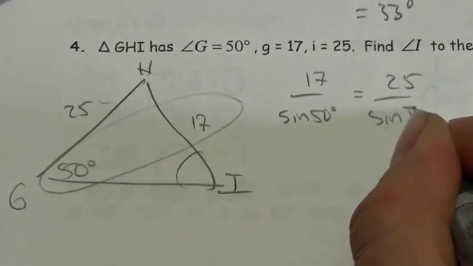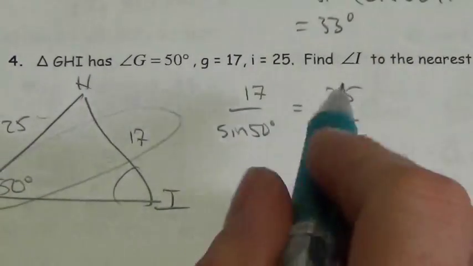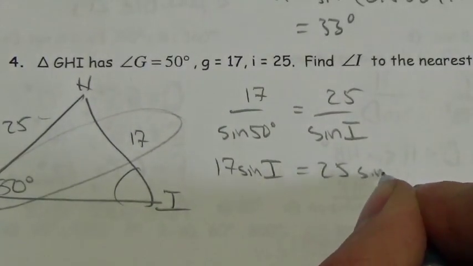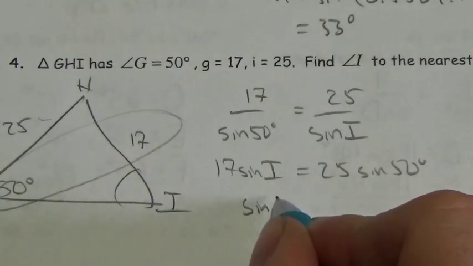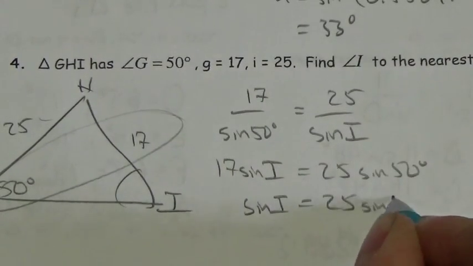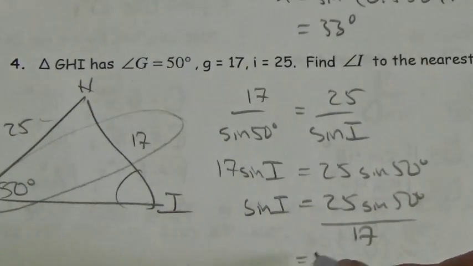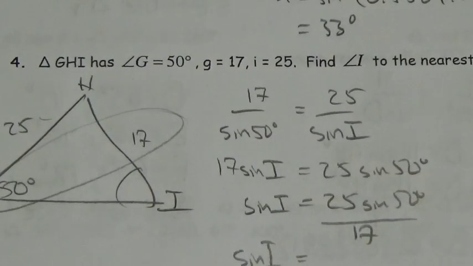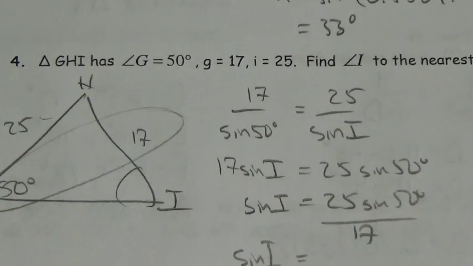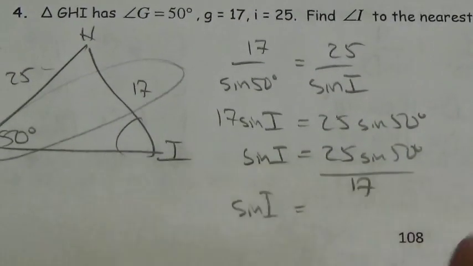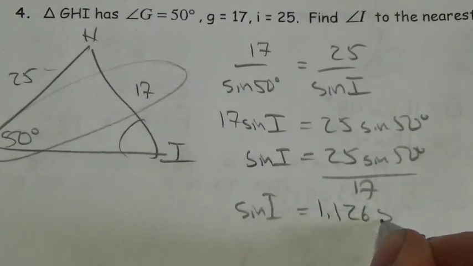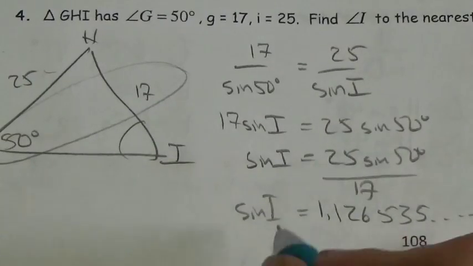25 over the sine of I. Now, same as before, I'm going to cross multiply, and then divide over 17. And so the sine of I is going to be, just got to go to my calculator here. Now you've seen me do this a couple of times already. Please just make sure when you do this that you're closing the brackets. I keep saying that because I want you to remember that that's an important step. And I'm going to get the sine of I is 1.12653, and it just goes on and on.